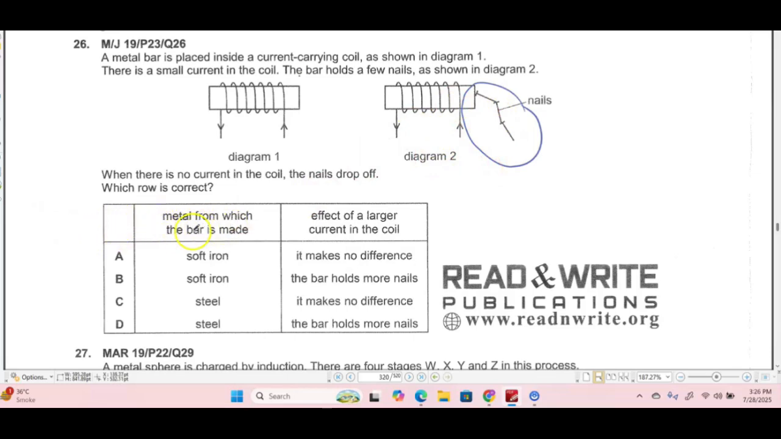So metals from which the bar is made, obviously this is an electromagnet, so it would be made up of iron, soft iron. Okay, both these options are correct. Effect of a larger current in the coil. If the current is larger, the bar holds more nails. Okay, because current is directly proportional to the magnetic field strength. More the current, more the magnetic field strength. Okay, so the answer to 26 would be B.